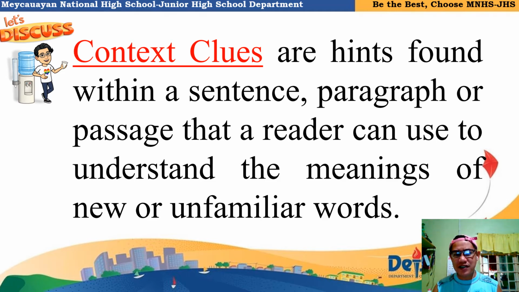Because when we say context clues, these are hints. When we say hints, it is another word for clues or signal words or signal markers that you have to associate with the sentence in order to come up with the meaning of the unfamiliar word. Again, when we say context clues, these are hints that are found within a sentence, paragraph, or passage that the reader can use to understand the meanings of new or unfamiliar words. So I just hope that it is somewhat helpful to you in order to understand our topic for the day. Okay, so on to our next slide.